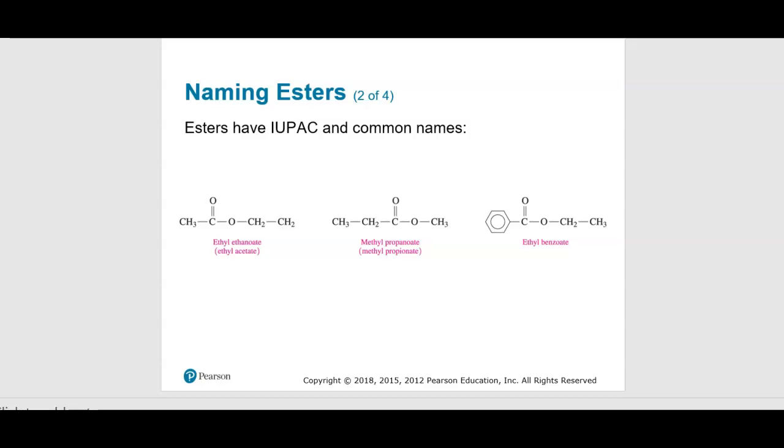There are also IUPAC and common names. So you see the ones in parentheses are the IUPAC names: ethanoate, propanoate, ethylbenzoate.